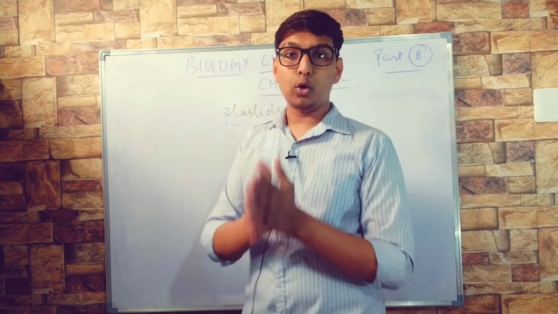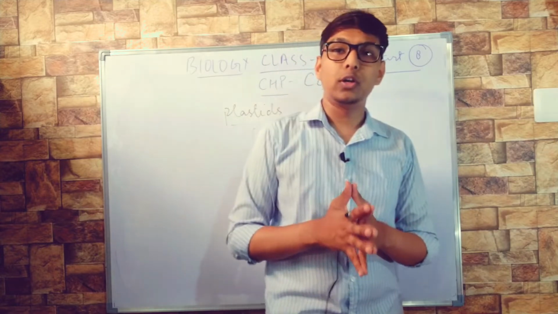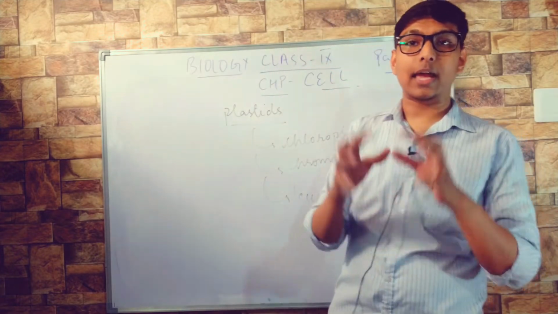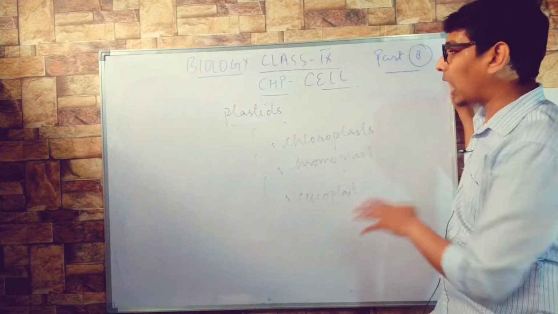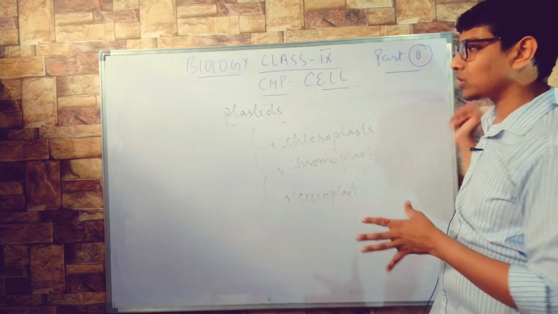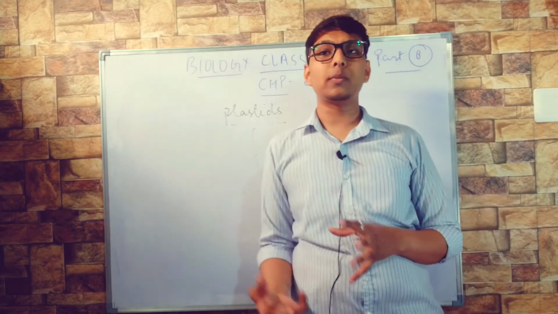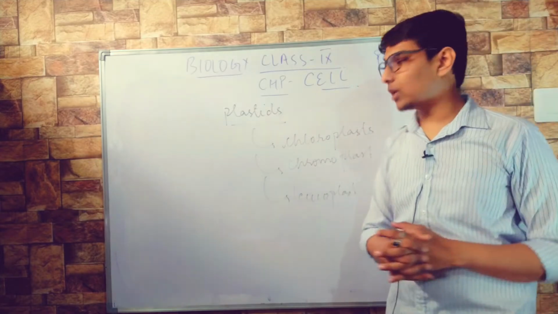Chloroplast contains chlorophyll, which in the presence of sunlight forms the food. How? By taking carbon dioxide. I have told you in photosynthesis topic, when you will see that, you will understand how the process occurs. So basically this helps in photosynthesis. Photosynthesis leads to the formation of food for the plant. As a result, plastids are called as kitchen house of the cell.